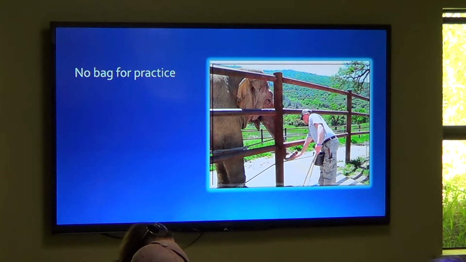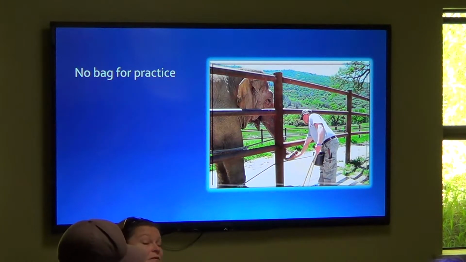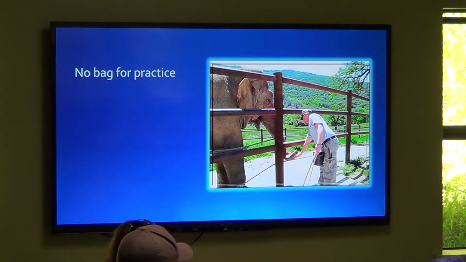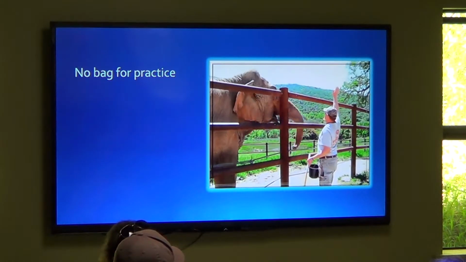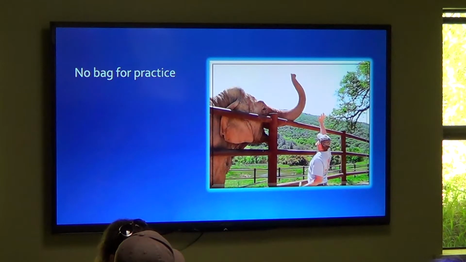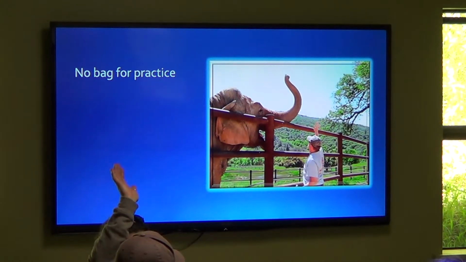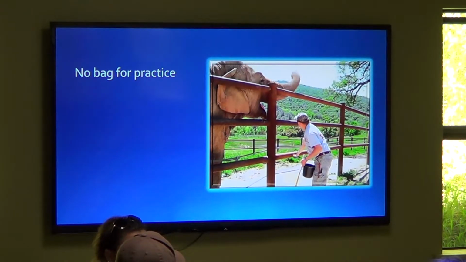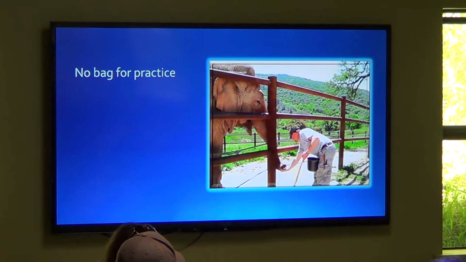Okay, and then maybe in this case we want to practice without the bag altogether, because the bag tends to be a bit of a distraction if it's something the elephant wants to grab. So just get the series of movements, the trunk up, and then bringing it directly to the trainer's hand.